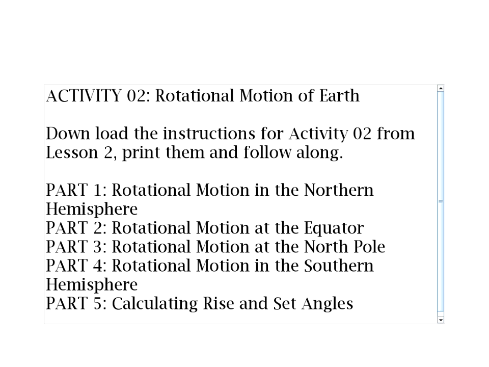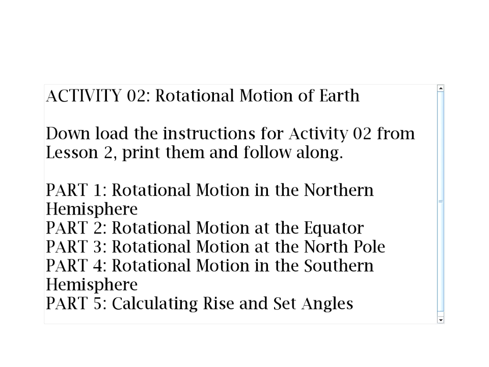There are 5 parts to this observation. We have rotational motion in the northern hemisphere, rotational motion at the equator, rotational motion at the North Pole, rotational motion in the southern hemisphere, and then calculating rise and set angles. Clearly the common denominator here is rotational motion. So we'll be looking at the effects of the Earth's rotation on its axis on the night sky, and the night sky looks different depending upon your location on Earth.